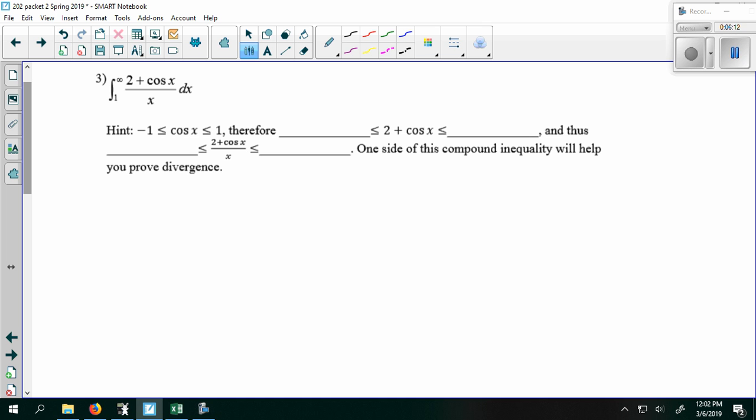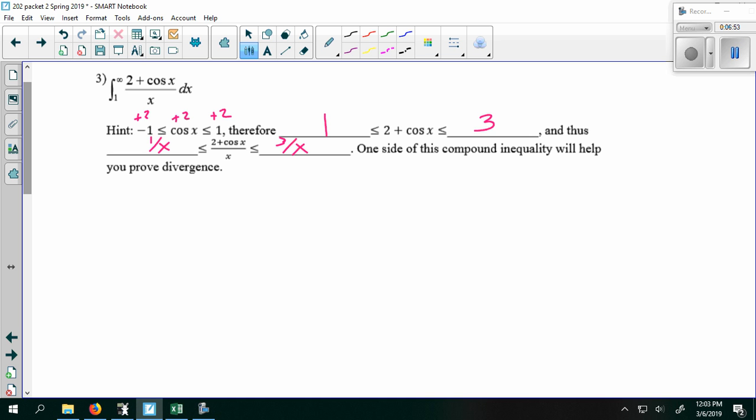So cosine x plus 2, if I add 2 to all three pieces of this inequality, I get 1 is less than or equal to 2 plus cosine x is less than or equal to 3. And then if I divide all three pieces of that inequality by x, 2 plus cosine x over x should be larger than 1 over x and smaller than 3 over x. So one side of that compound inequality will help us prove divergence. So 1 over x and 3 over x are both divergent integrals from 1 to infinity.